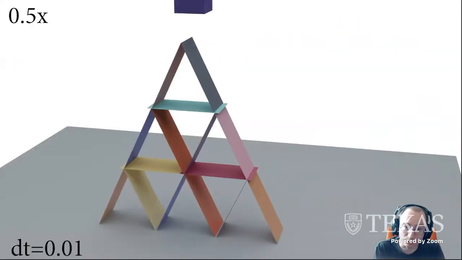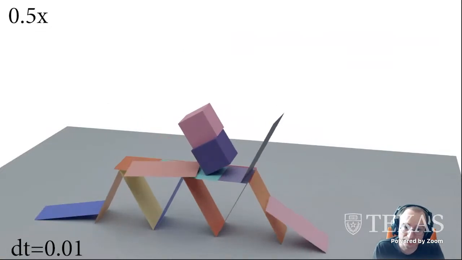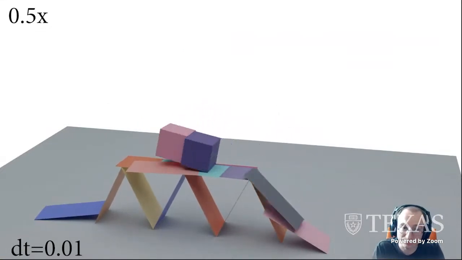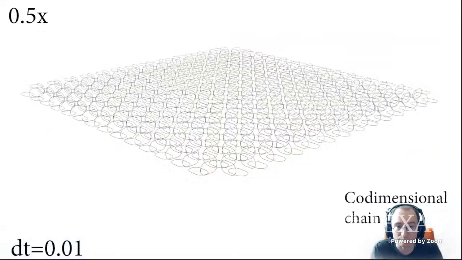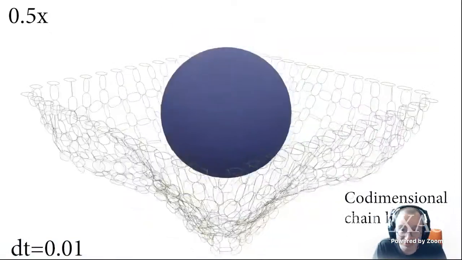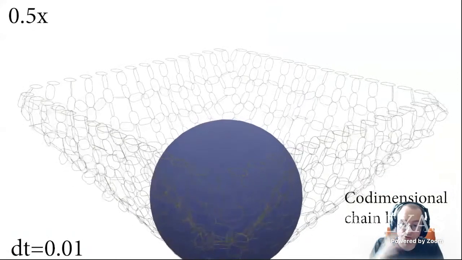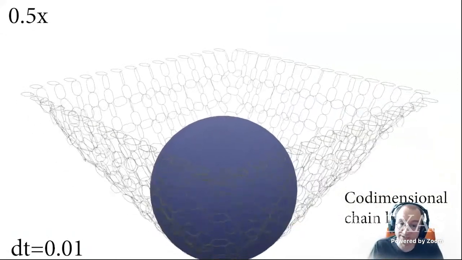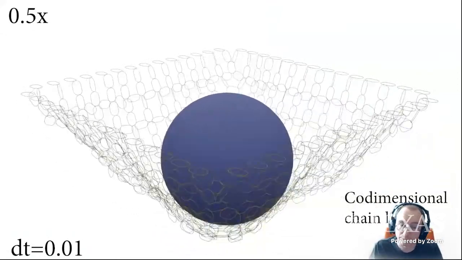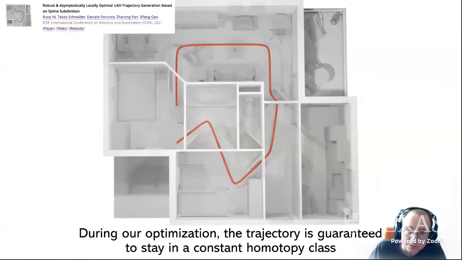This is an example of a collection of cards, and then we drop some objects onto them. This is an example of the codimensional simulation. And here is a very difficult example where you have codimensional chains, and then we drop a heavy ball on it, and still we get a result that is physically plausible and no links break or start to fly around.